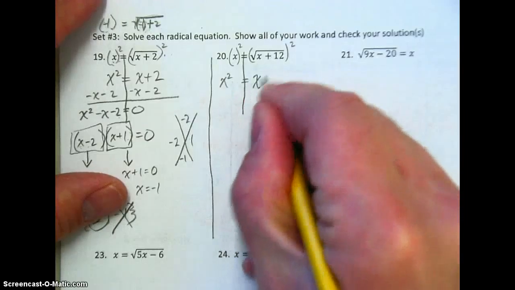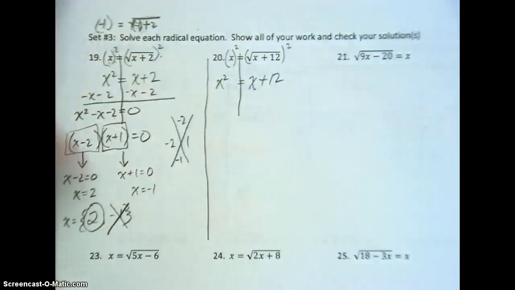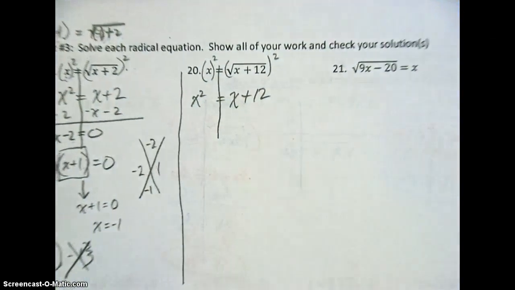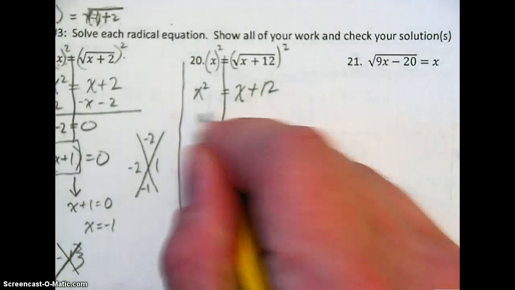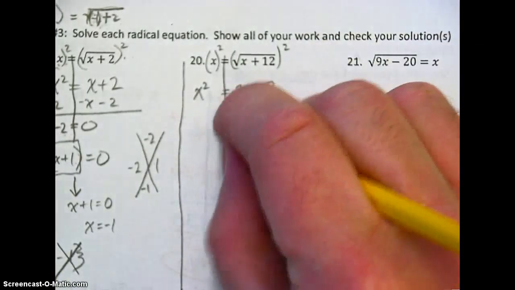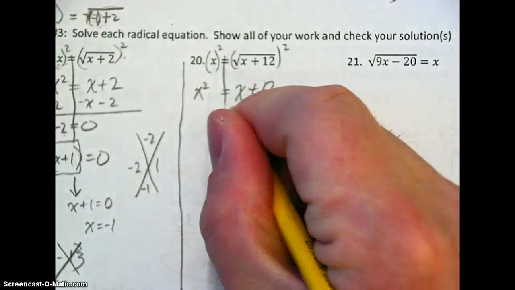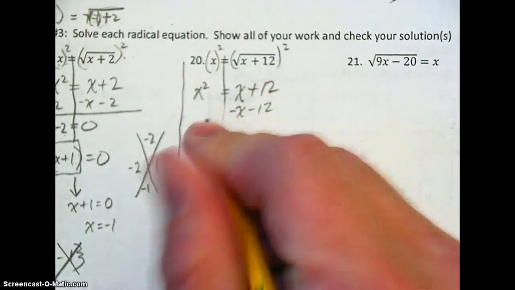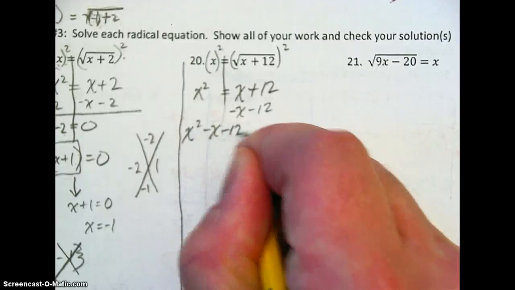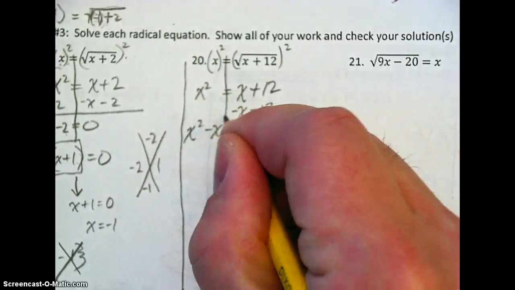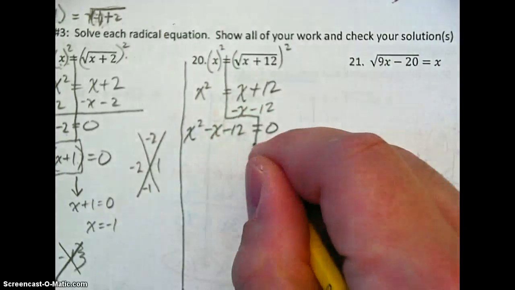Now what do we do? Go ahead, Ethan. Set it equal to 0. Good, set it equal to 0. So we've got to subtract the x and subtract the 12. So we end up with x squared minus x minus 12 all equals 0.